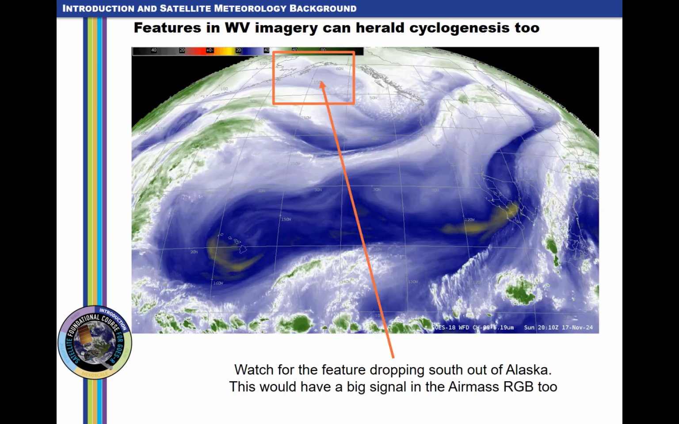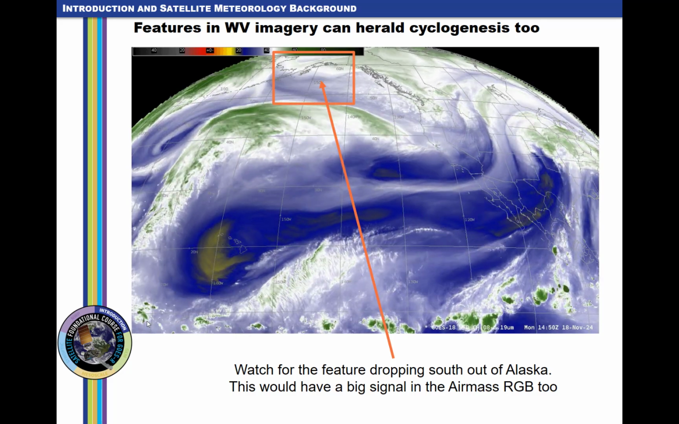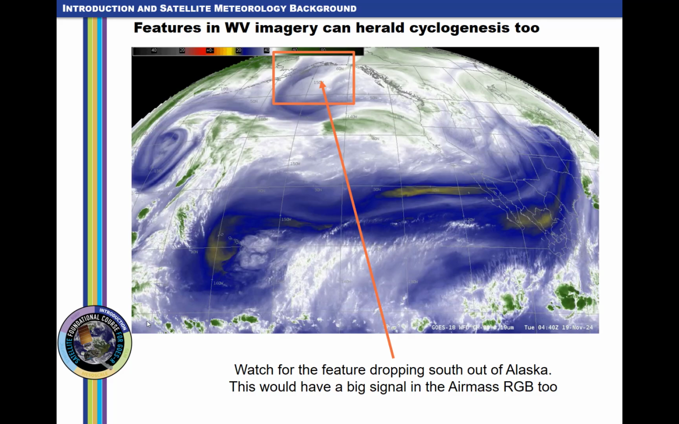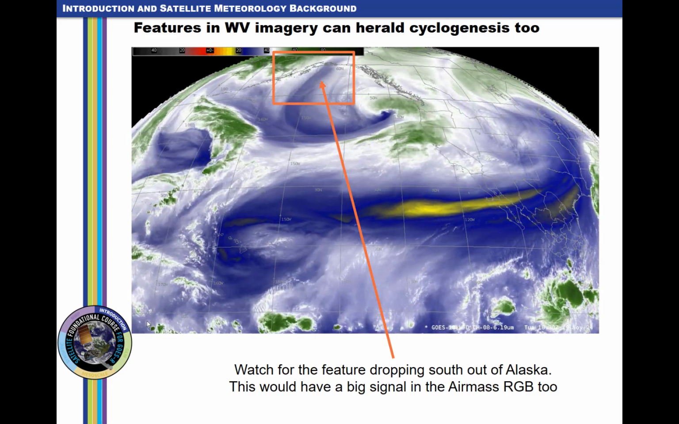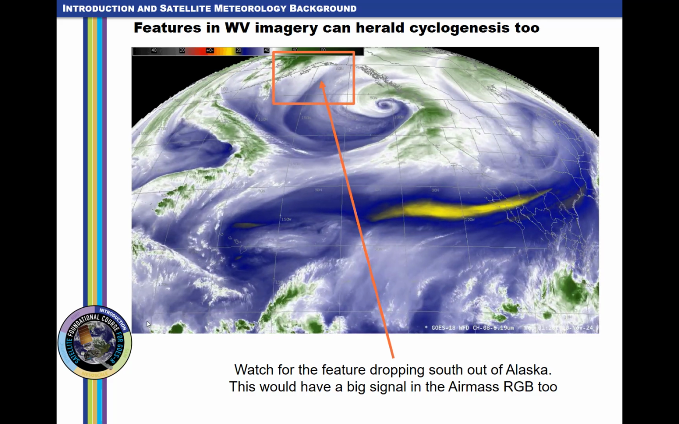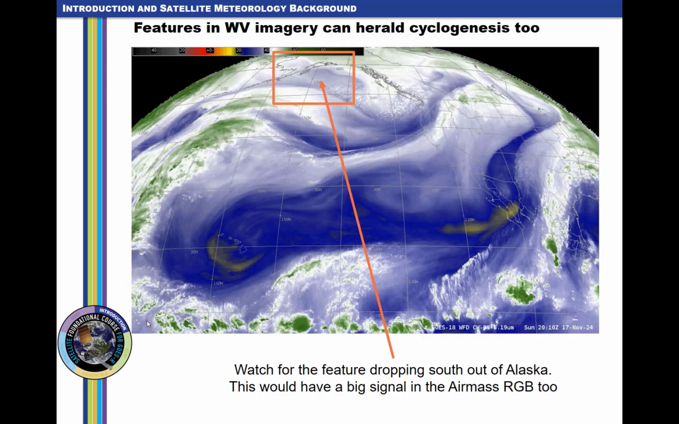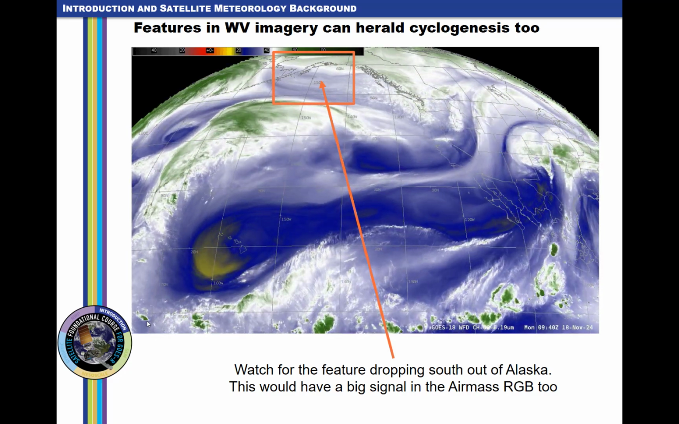Features in the water vapor imagery associated with PV anomalies can cause cyclogenesis. In this example, the phasing of an impulse dropping down in the northern stream with an impulse in the southern stream causes strong cyclogenesis off the west coast of North America. So you're looking at the water vapor imagery here, but what you're seeing is a potential vorticity anomaly dropping southward out of Alaska.